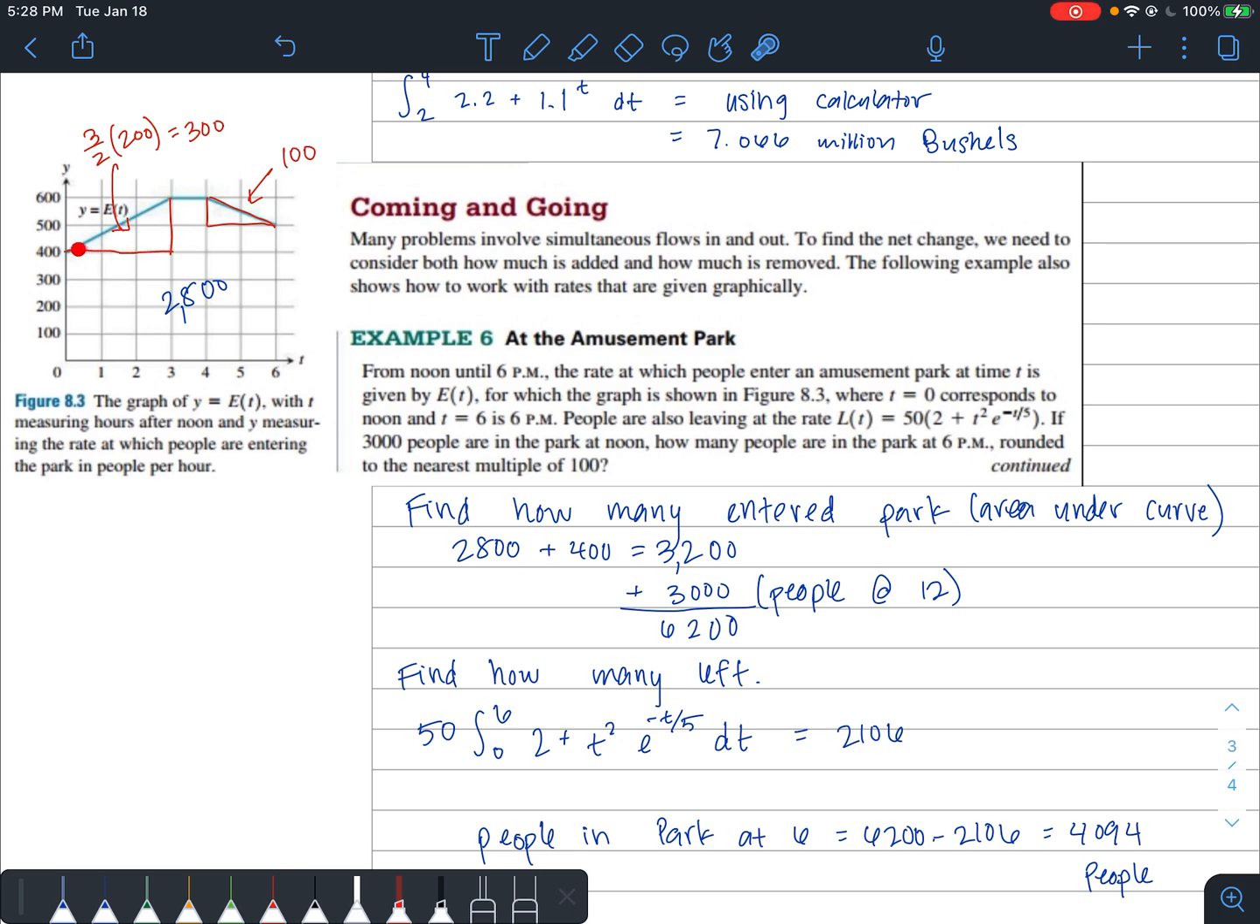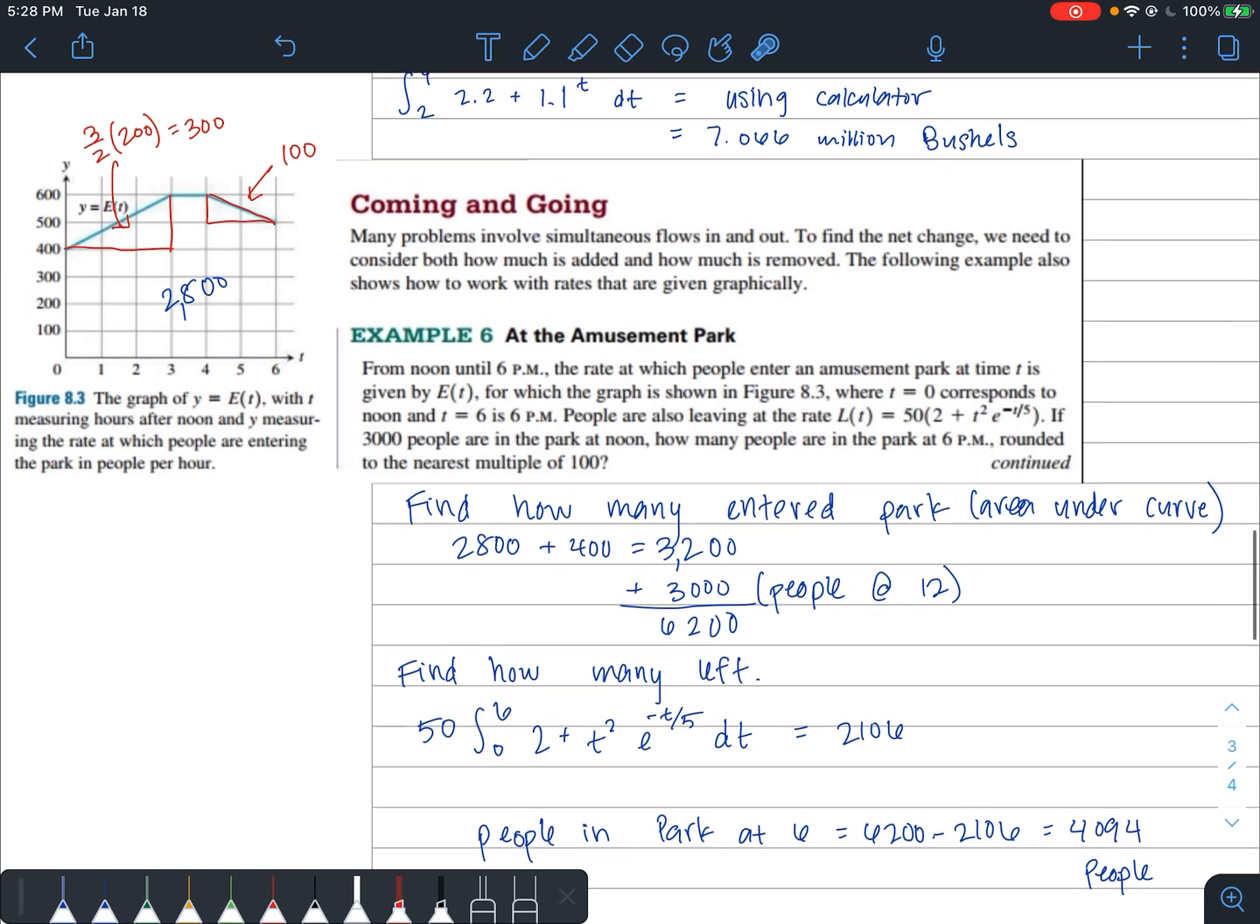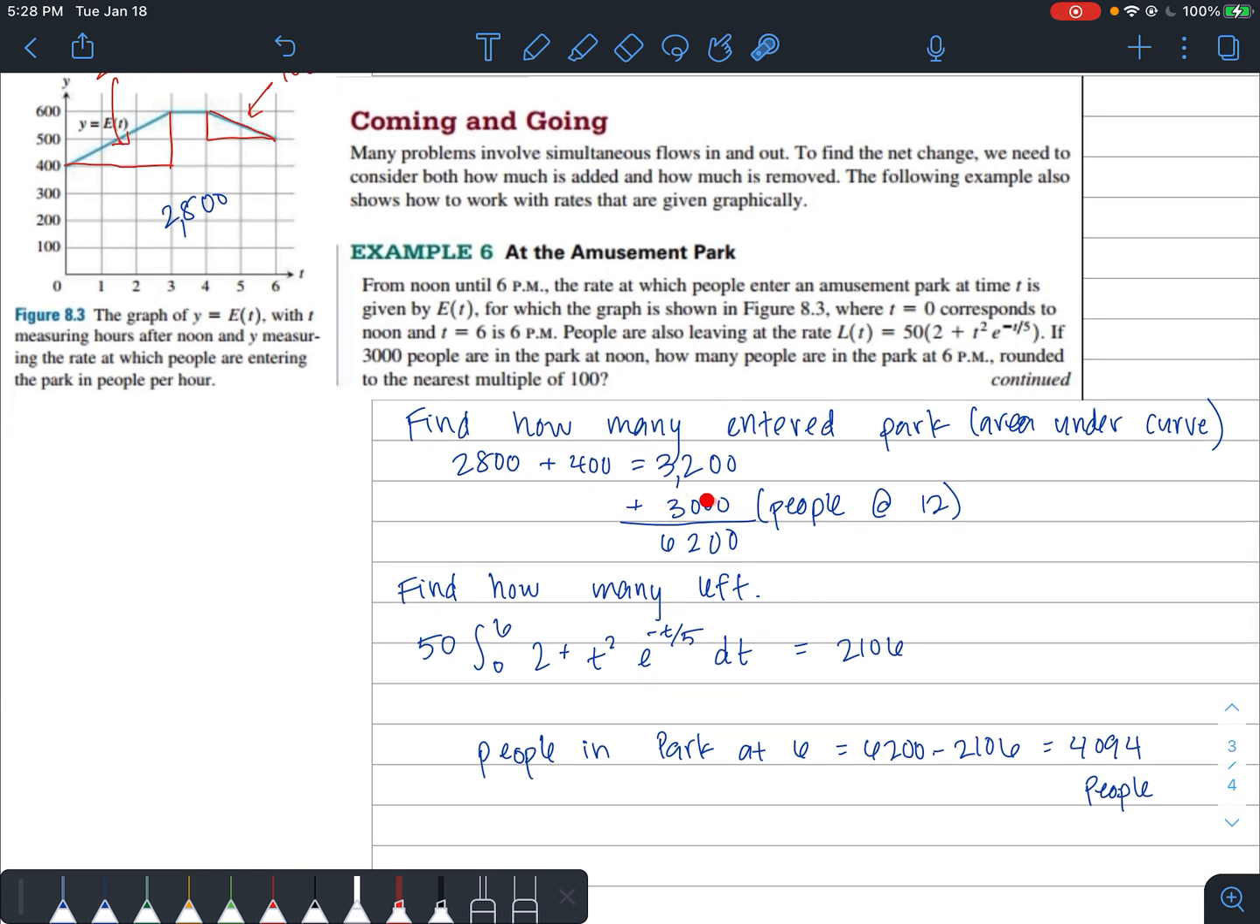And then the area for these sections right here, just find the area using triangles. So I get 300 here, 100 here, for a total of 3,200 people that entered into the park from noon to 6 o'clock. Now if we keep in mind that there were already 2,000 people at noon, then that means if no one was leaving, we would have 6,200 people in the amusement park at 6 o'clock. But now we have to consider that there are people that left, and for that we're given a function.